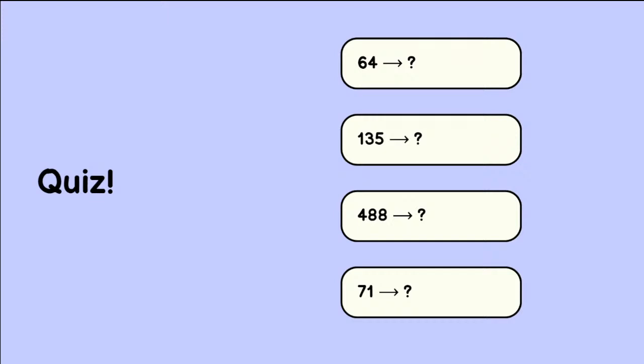Next we have 488, and we're rounding this to the nearest 100. So the 8 in the tens place means that we're rounding up, and 4, if we add 1, becomes 5. So we have a 5 in the hundreds place, so our answer is 500. And finally, 71 rounded to the nearest 10. There's a 1 in the ones place, so that means we're rounding down. And 71 rounded down to the nearest 10 is 70.